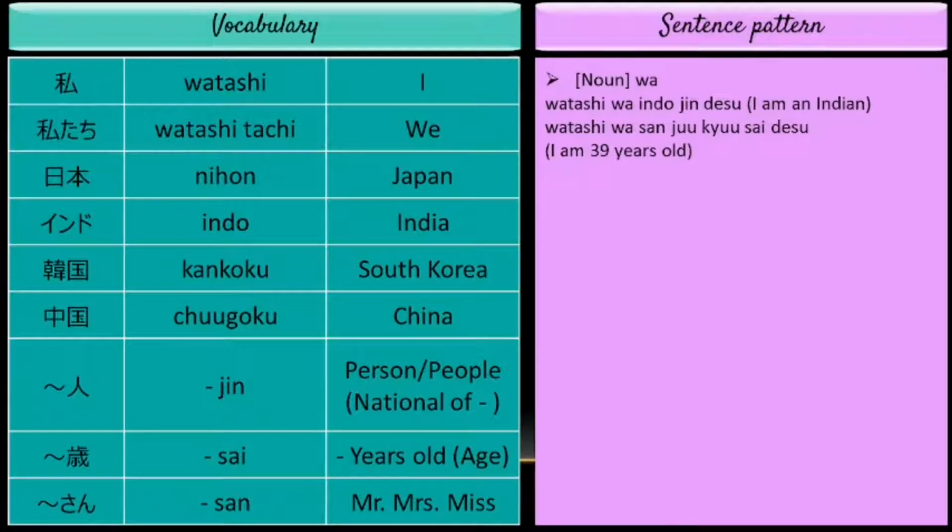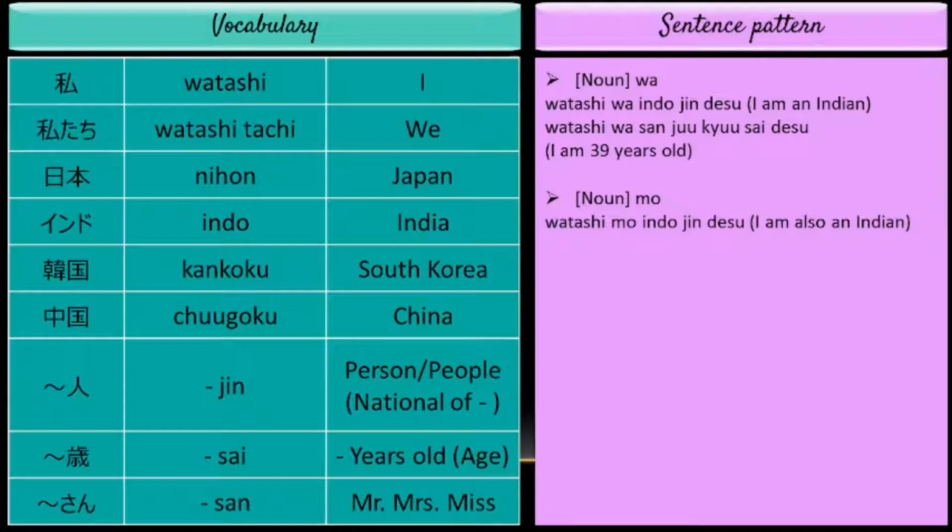If you have watched my previous videos, you would have learned this by now. Anyways, on similar lines, if I have to tell my age, I will start with the word watashi, then it will be followed by the particle wa. If my age is 39, I have to add sanju kyusai, and at the end, I will use desu. So, the Japanese sentence will be watashi wa sanju kyusai desu. So, we have learnt two sentences. Watashi wa Indojin desu, watashi wa sanju kyusai desu.